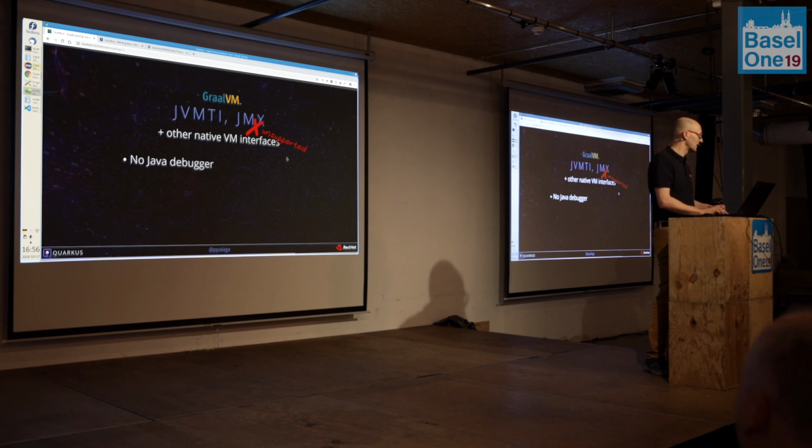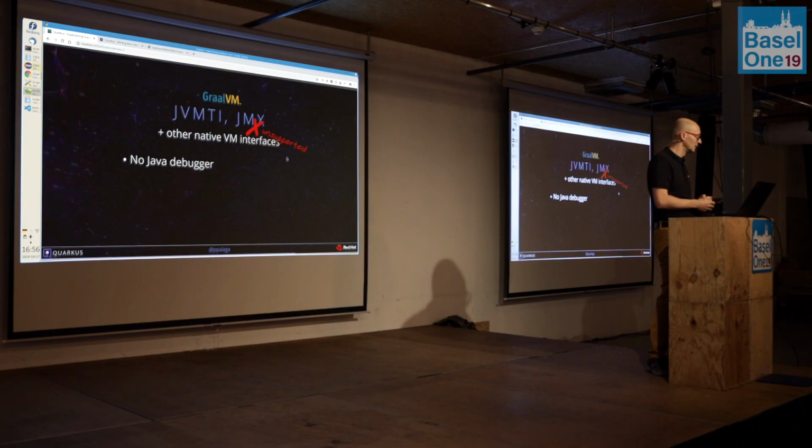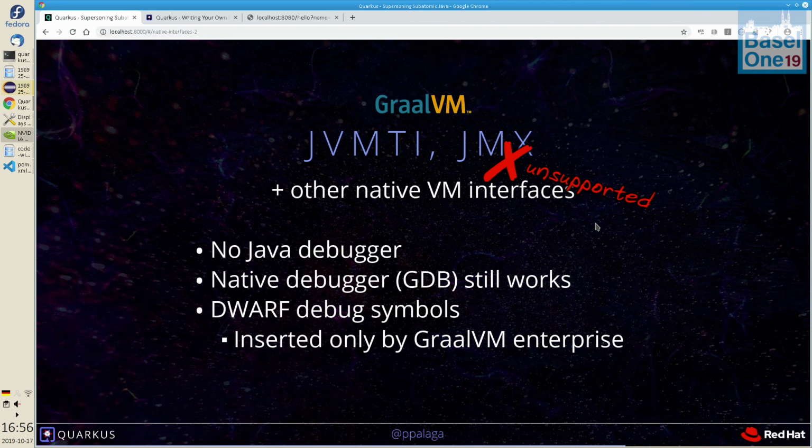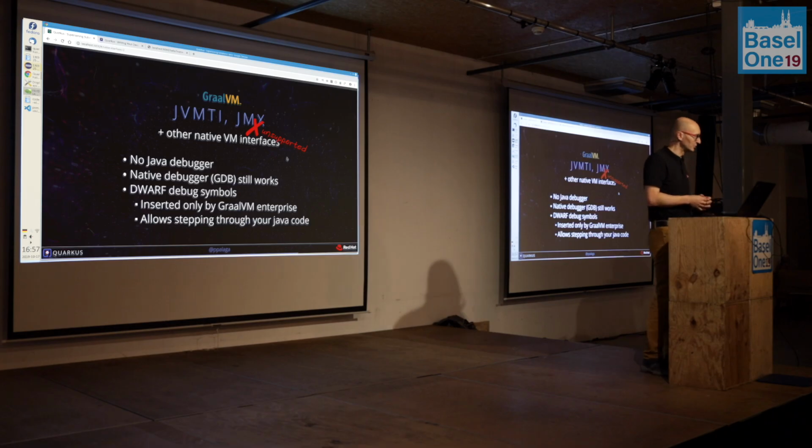The same holds for the Java debugger. Because there's no bytecode, there's also no Java debugger in the native mode. This is not the case in the JVM mode, okay? In JVM mode, everything works as usual. You have agents, debugger, and so on. When you are in the native mode, the only thing you can do is to use a native debugger, like GDB. And if you are rich enough and buy a license for GraalVM Enterprise, you will get DWARF debug symbols in your binary, which allows you to step through the Java source file.